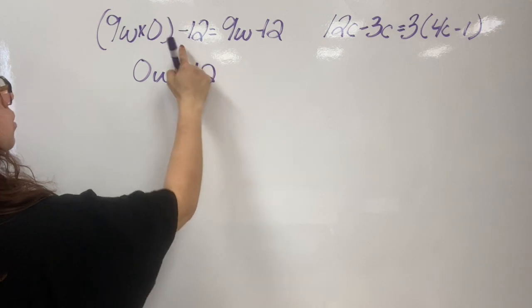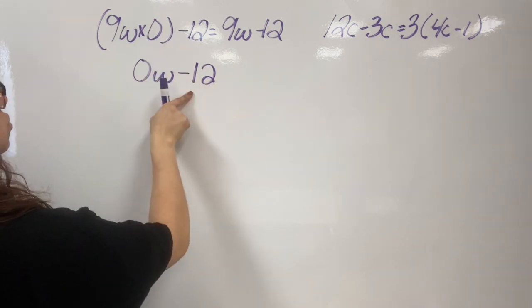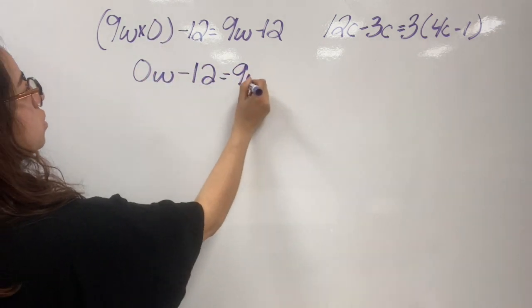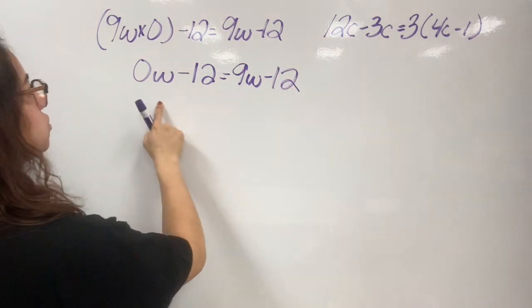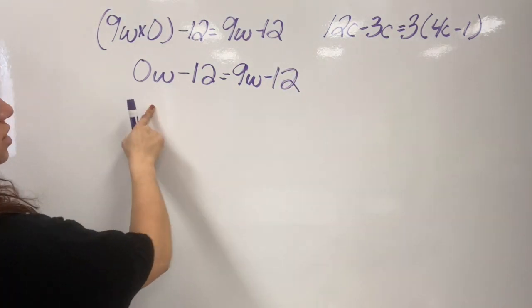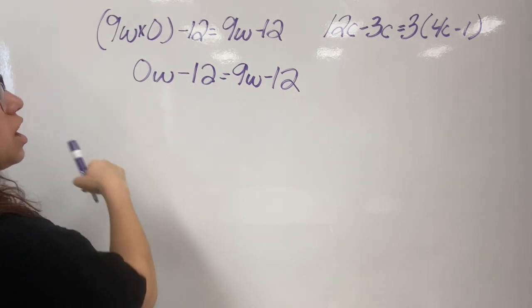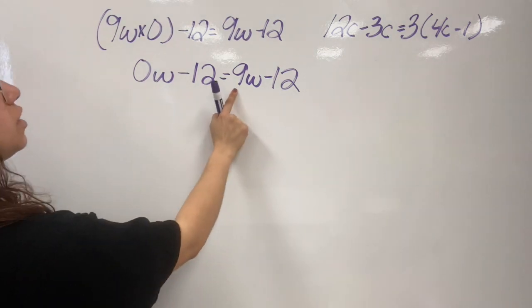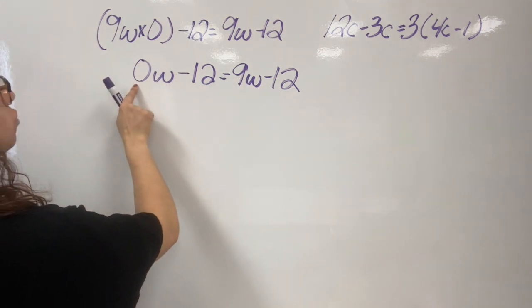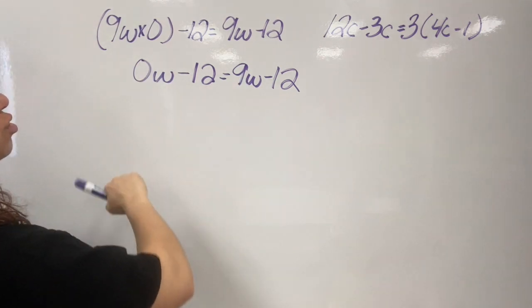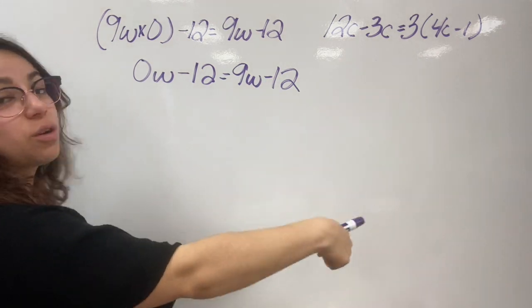And we just leave this over here. So, are these equivalent? No, they are not. They are not equivalent because here we have a 9W and here we have 0W. So, they are not equivalent, which means that we can go to the next one.